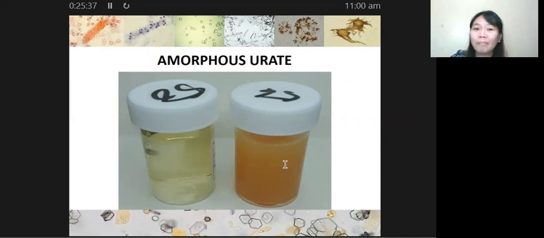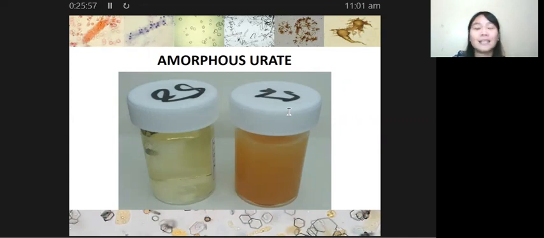So, since hindi namin ma-perform agad-agad yung microscopic analysis ng ating urine, yung iba ni-refrigerate muna namin. Okay, tignan nyo nga yung lab number dyan, 50, 56.